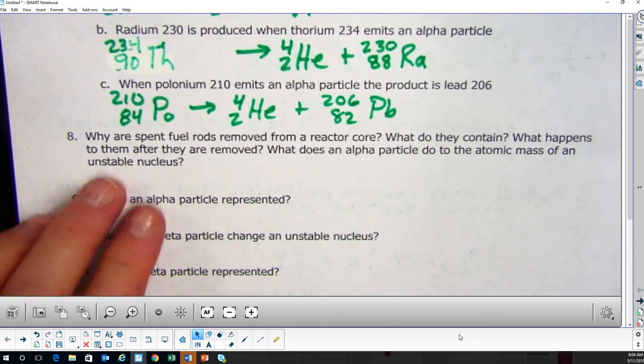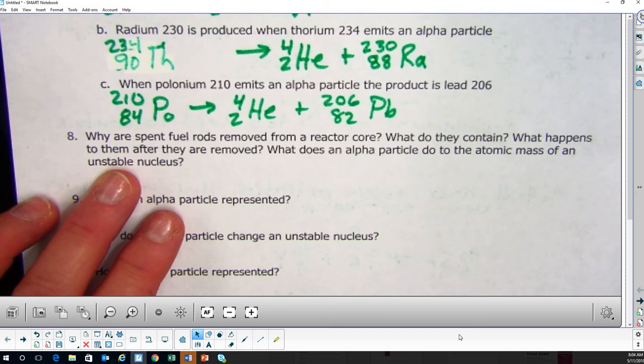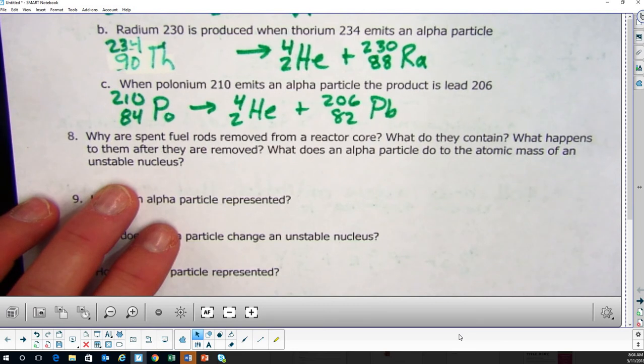Okay? So what do we do with them after they're removed? They're put in a cooling pond, and they're just allowed to decay. What does an alpha particle do to the mass of an unstable nucleus when it's released? What happens? Think of what's being emitted. What happens to the nucleus? What does it lose?